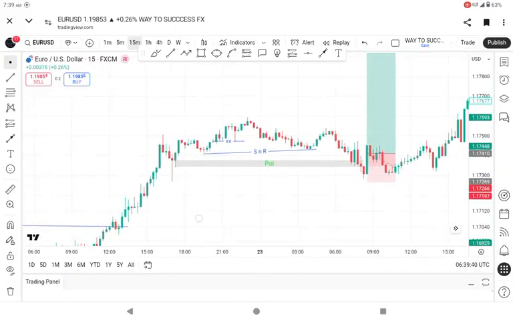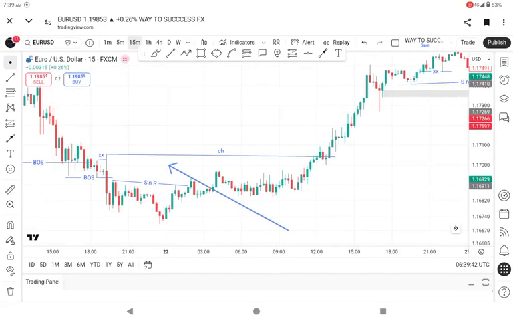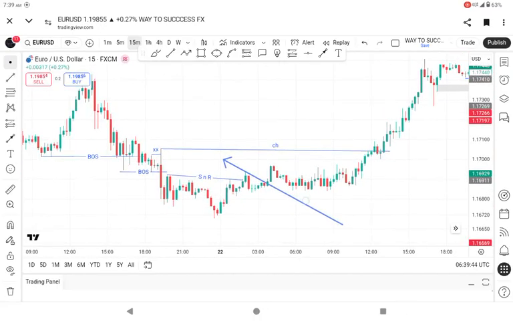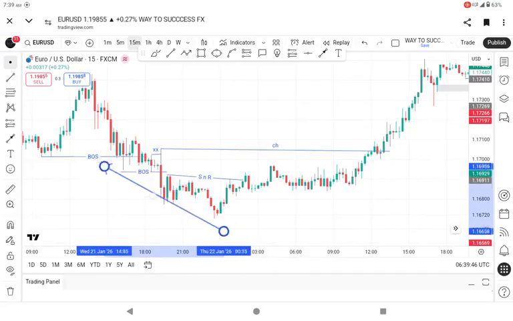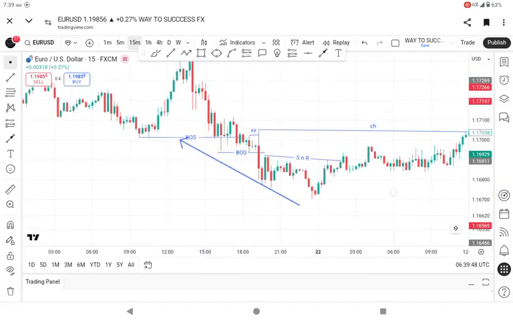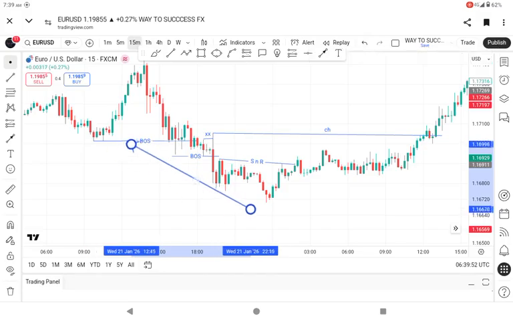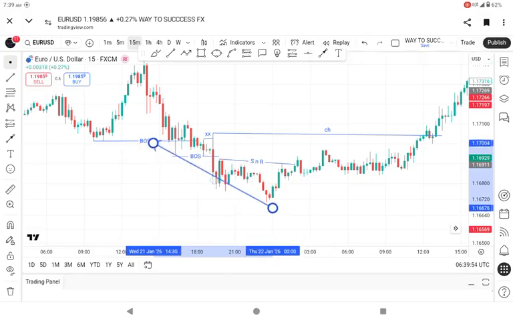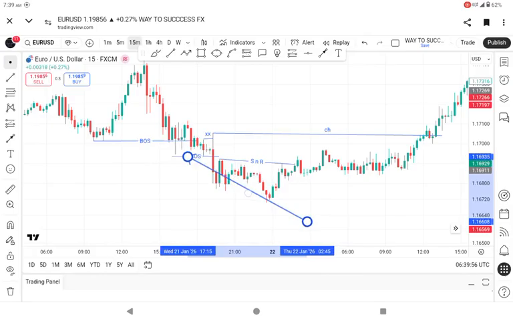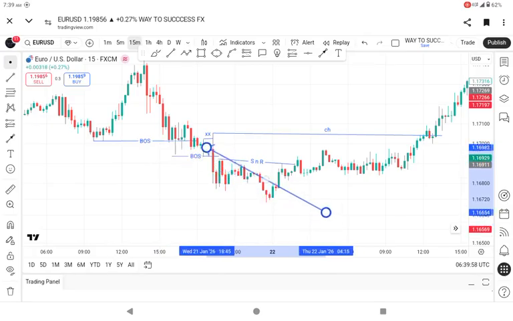Here is the Euro USD chart, and before I break down this trade, let's start from marking the structures. So if you look here, we see that the market is coming back to the downside, breaking structures to the downside. We had a break of structure here, another break of structure happened here, and market took out this inducement and broke structure again here.